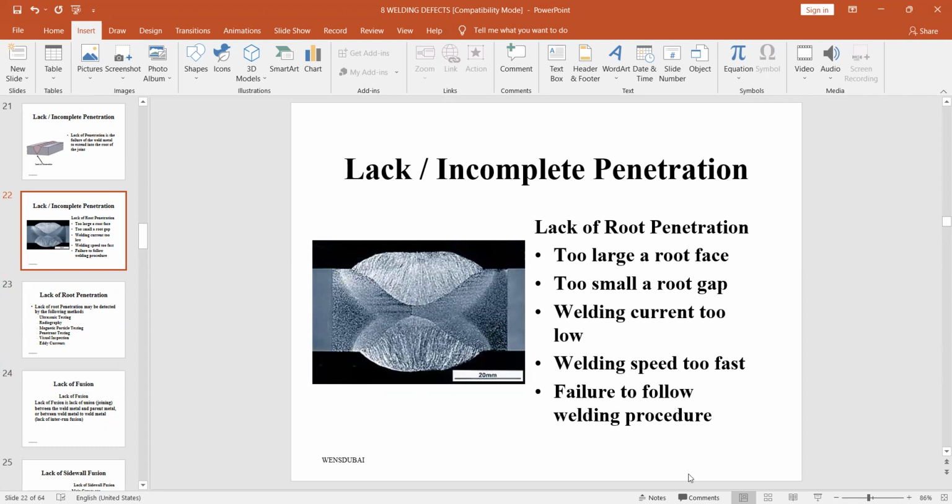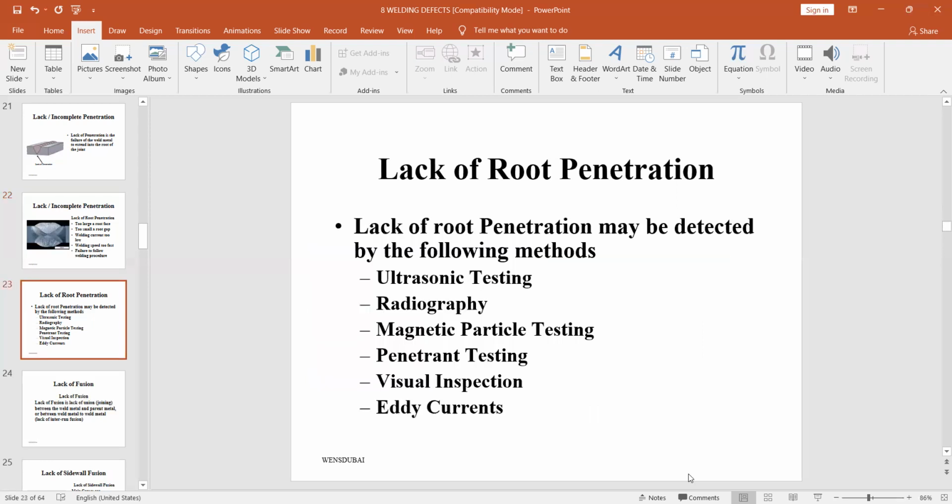So failure to follow welding procedure is very important here, means we have to follow that electrode traveling speed, currents, weld preparation, all these things. Weld preparation means root gap, bevel angle, root face. So all these things should be as per WPS.